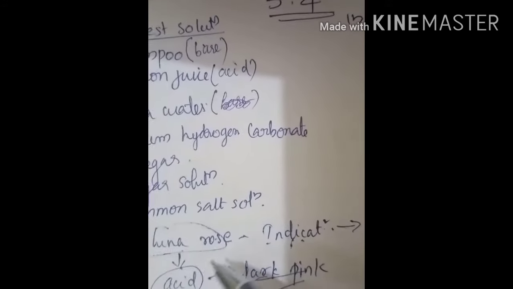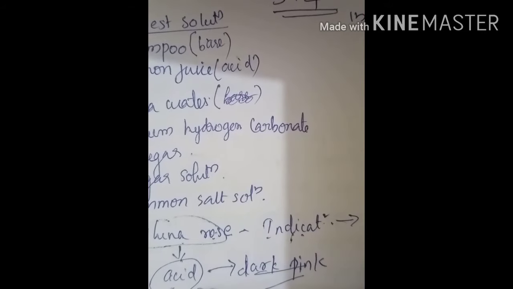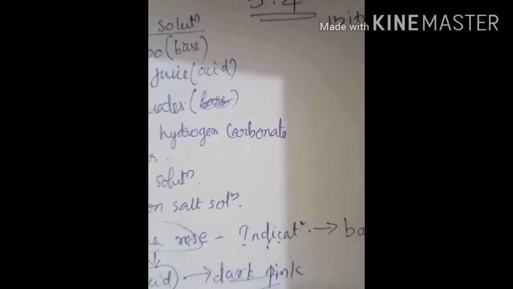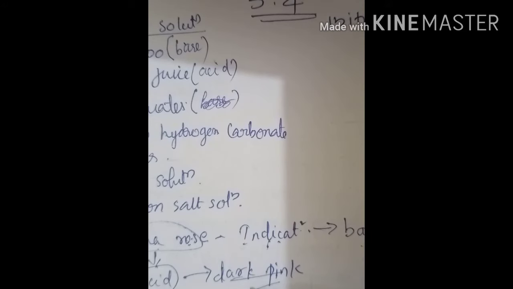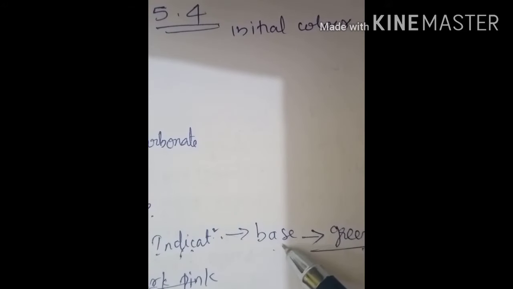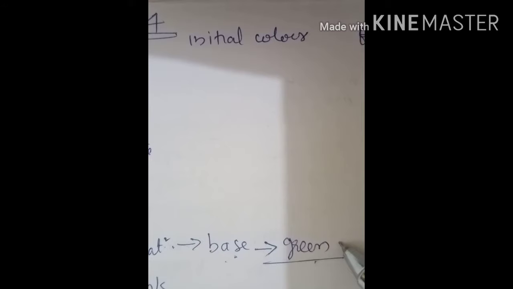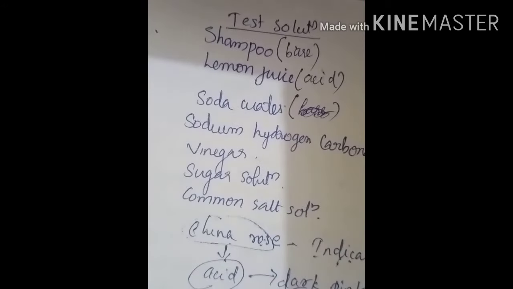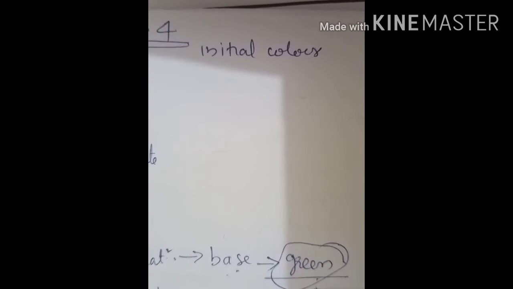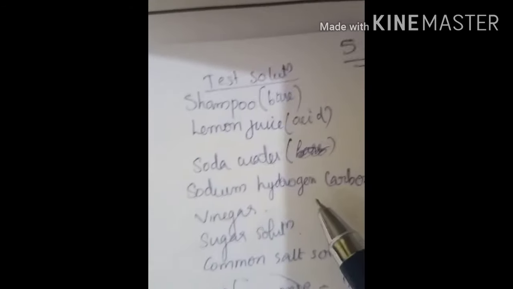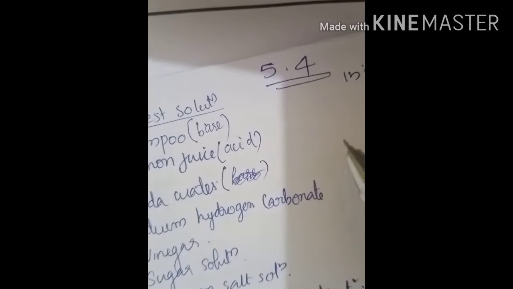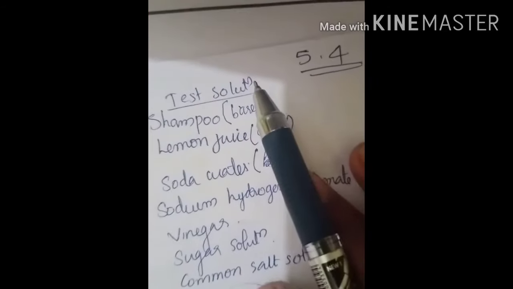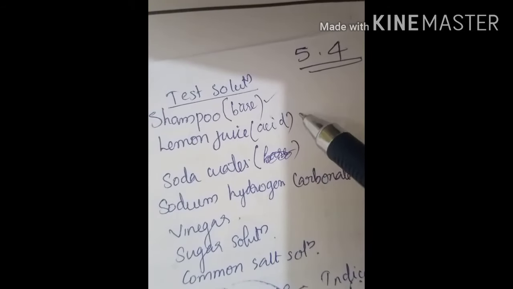So here you can see that China rose, when added to acid solution, turns dark pink in color. But when it is added to a basic solution, the solution changes into green color. So there is a difference. When it is added to acid, it changes into dark pink. When it is added to base, it changes into green color. So let us discuss which of these test solutions are acid and which are basic.